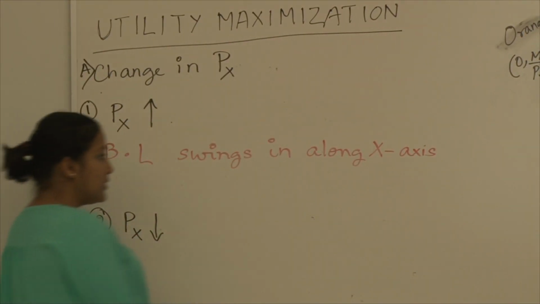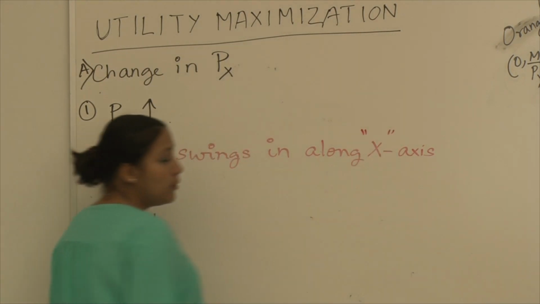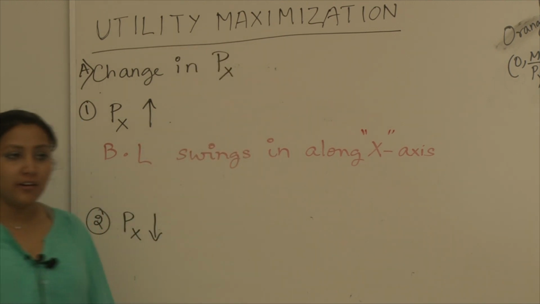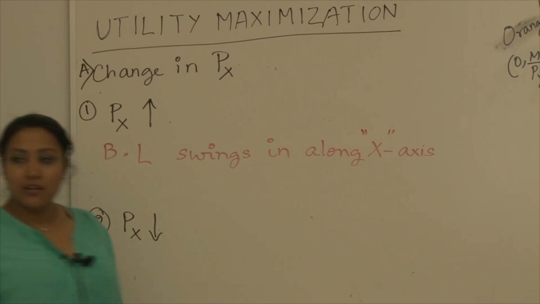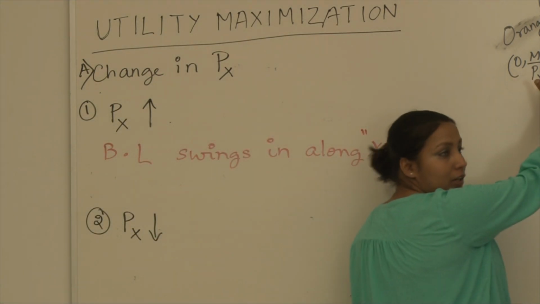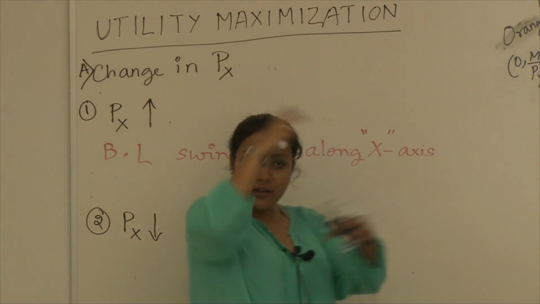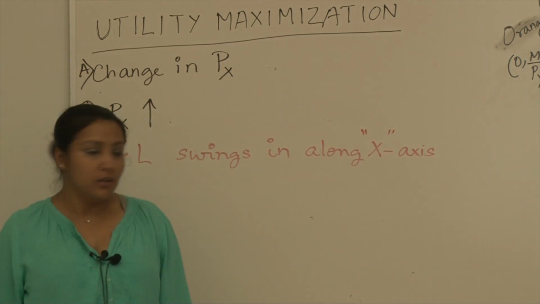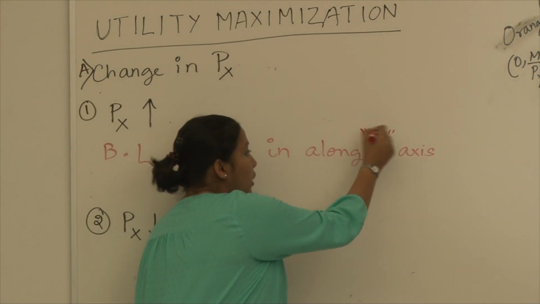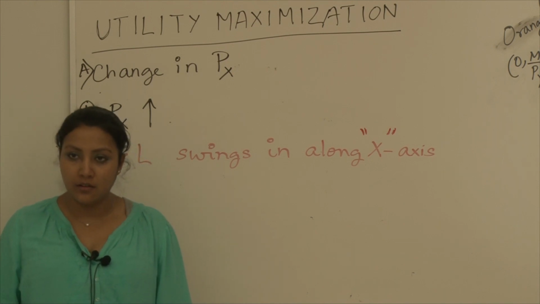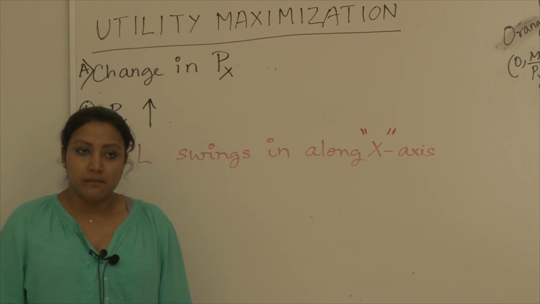Now, what is this x axis? Please be aware about this. By x axis, I mean the axis along which you are measuring the good x. If I was measuring apples on the vertical axis, then it would not look like that. It would look the other way. It would remain fixed here and swing in on the other side if I interchange the axes. So, by x, I do not really mean the horizontal axis. I just mean the axis along which you are measuring that good x. Right?